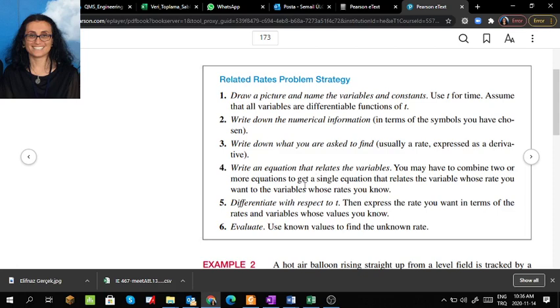Then you're going to differentiate the equation that you got with respect to t. You want to express the rate you want in terms of the rates and variables whose values you know that are given in the question. Then you're going to evaluate, namely you're going to use the given known values to find the unknown rate that you're asked to find. So these are the steps that you have to go through.